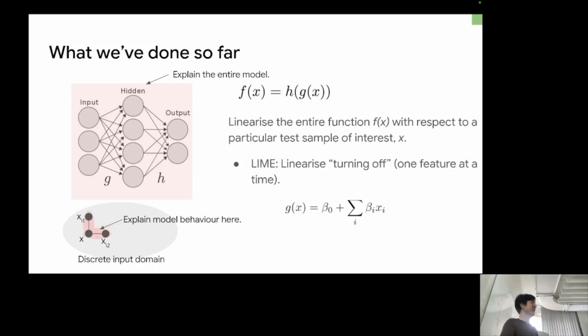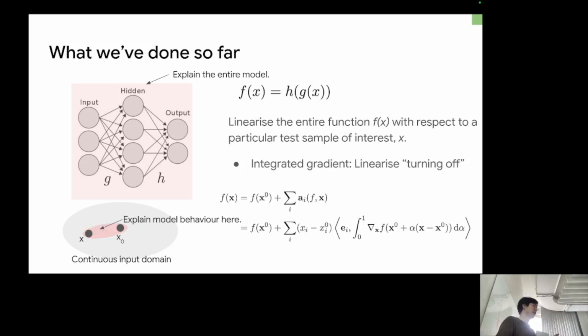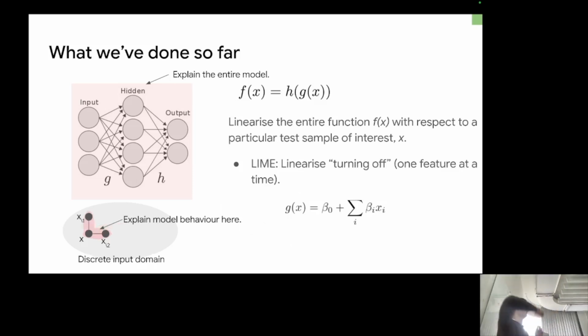The key difference is that, first of all, the input space is discrete in this case. And also in the previous case, we were looking at the full linear path between the current input and some baseline. But in this case, we are not interested in this full path. We're just interested in small perturbations on the test input and doing the linearization on top of that.